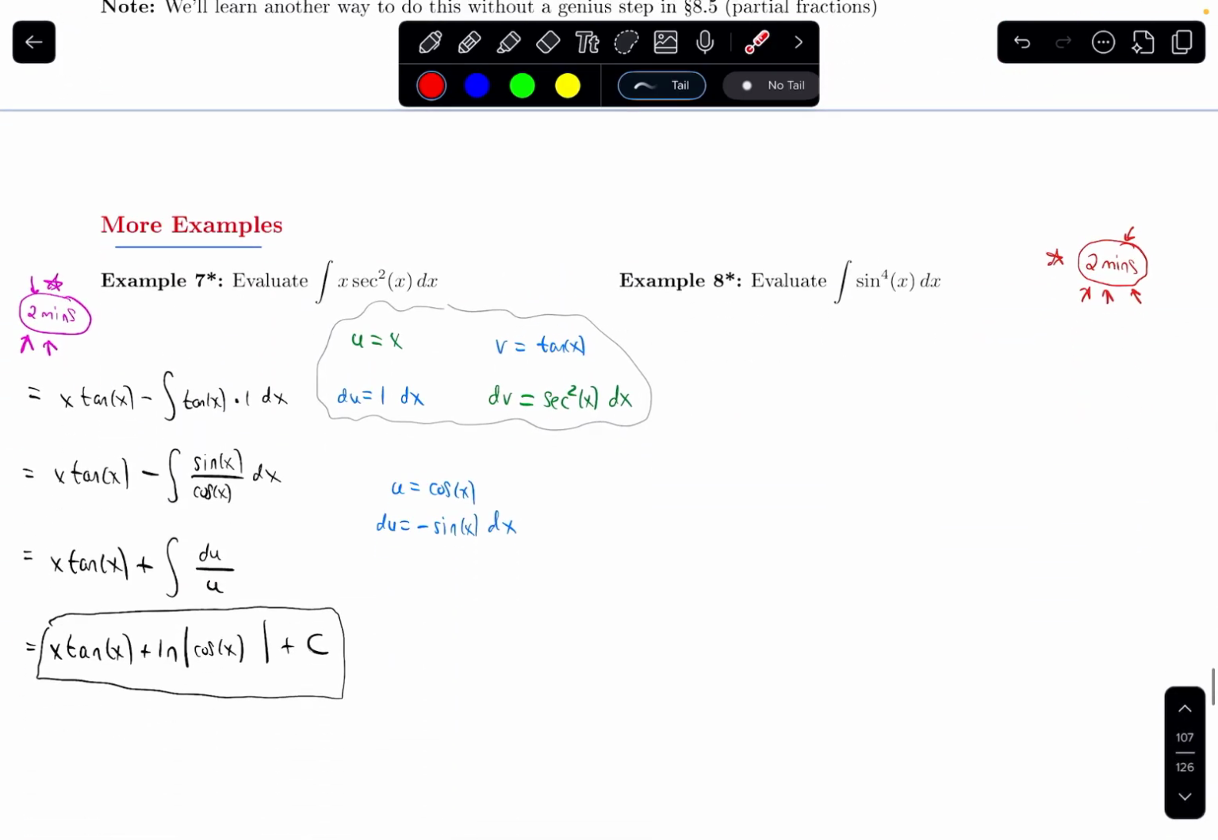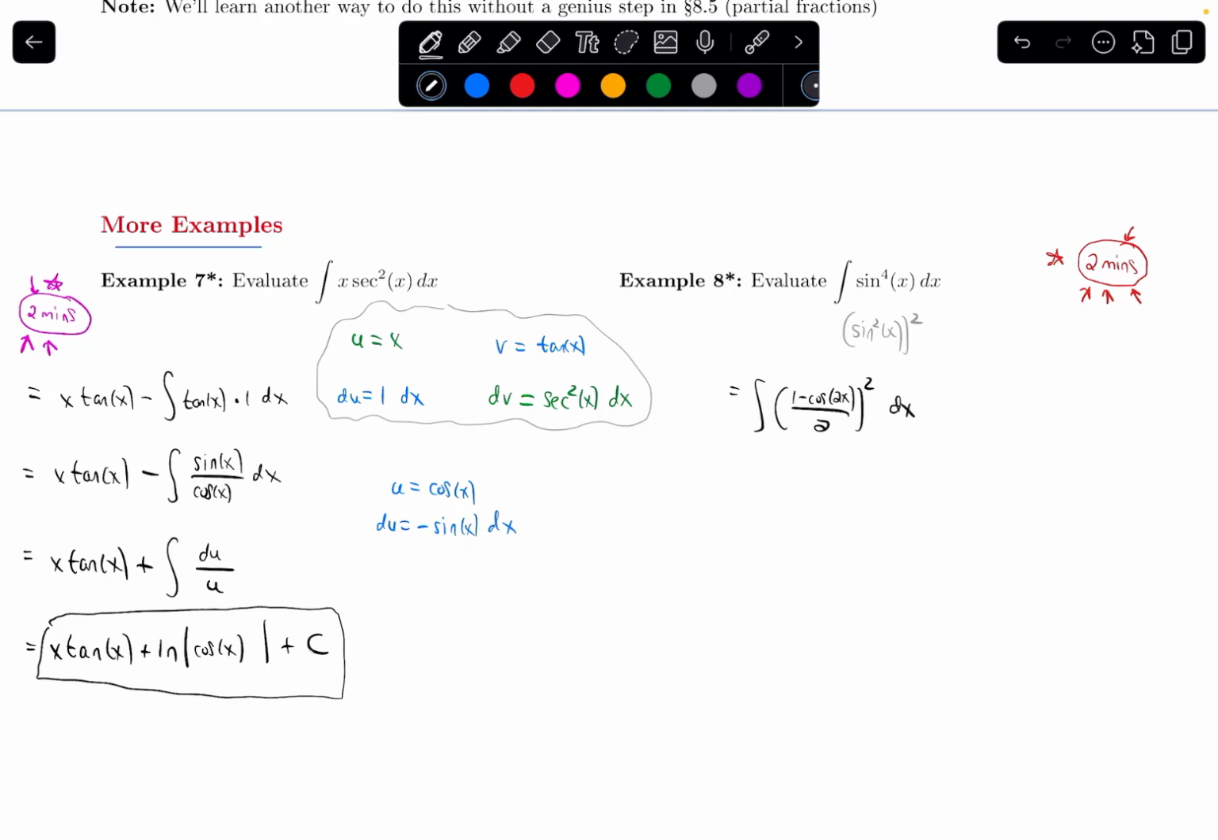For my problem, I have sine to the fourth though. So I can rewrite sine to the fourth as sine squared, that whole thing squared. And now let's plug in for what that inner sine squared is. So I would get this integral, big old thing getting squared. And let's plug in for what sine squared is, which is 1 minus cosine of 2x all over 2. And then I got that dx. So, okay, I'm squaring this whole fraction.